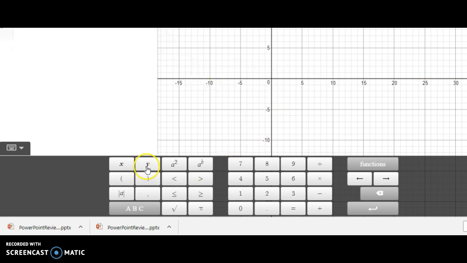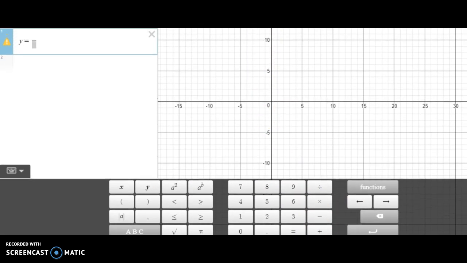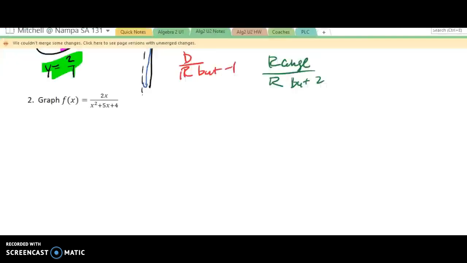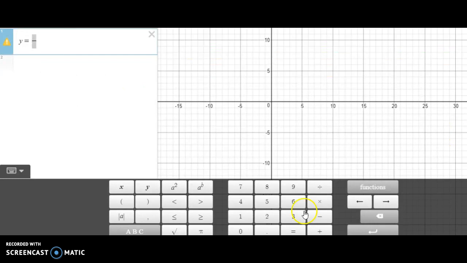And we have our question: y is equal to fraction. And let's see if I can just move this up here for you so you can see that. There you go. And then we got to go back and see what I got. So it's 2x, x squared plus, so 2x.